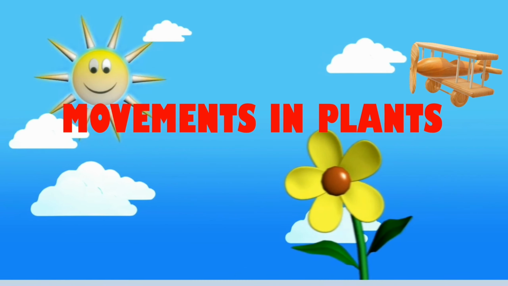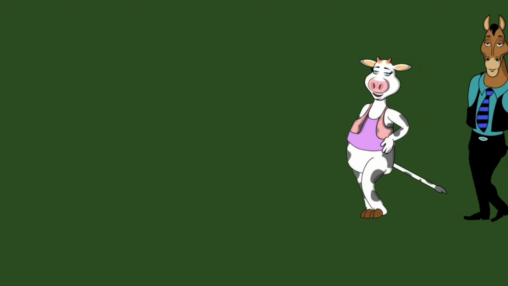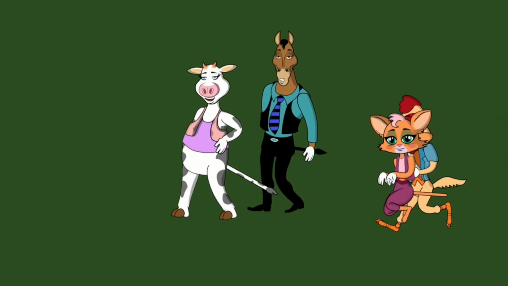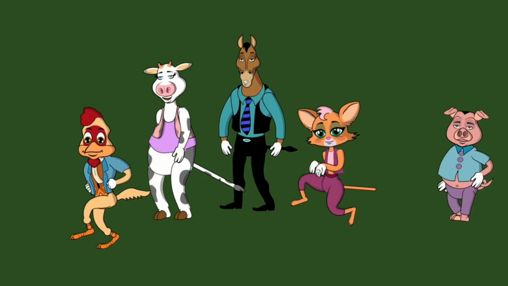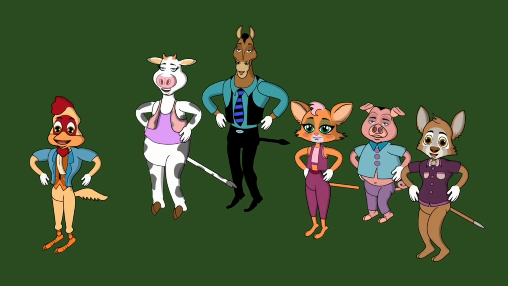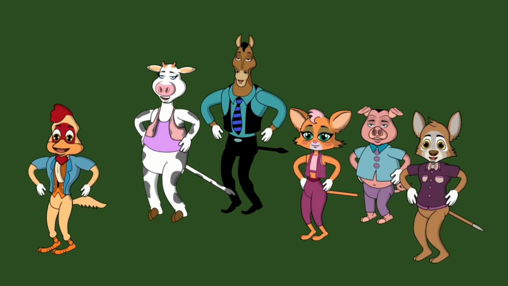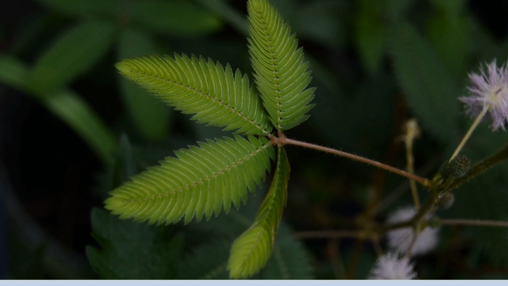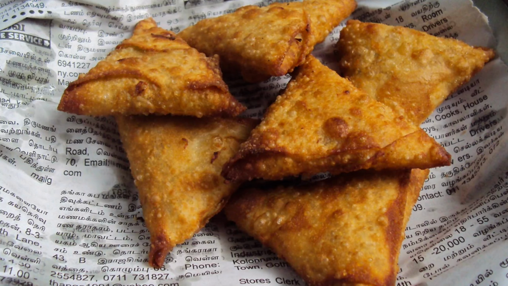We know that the animals show various kinds of movement. Have you seen the movement in plants? Do plants show movement? Yes, plants also show some kinds of movement which is in response to the environment. Let's see the movement in plants. Did you see the movement? The movement is shown by the plant Mimosa pudica. It is not Samosa pudica.